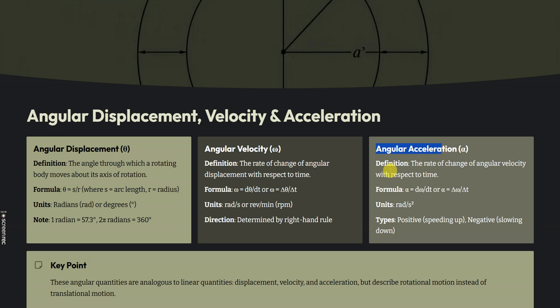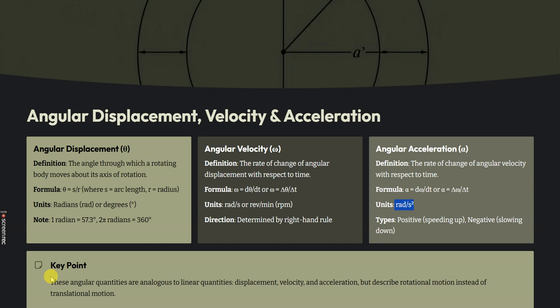Angular acceleration. The rate of change of angular velocity with respect to time is known as angular acceleration, denoted by alpha. Formula: alpha equals d omega upon dt, or alpha equals del omega upon del t. Its unit is radian per second square, since angular velocity is radian per second, per unit time. Types: positive acceleration and negative acceleration.